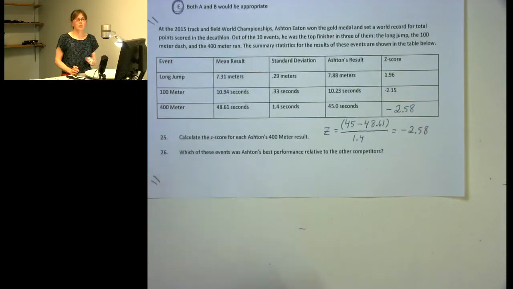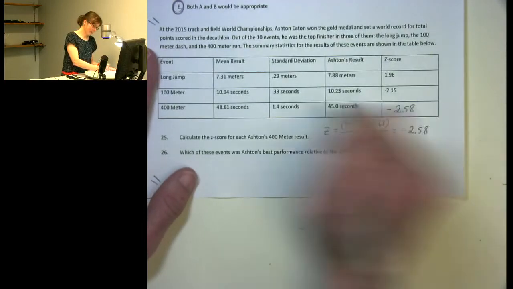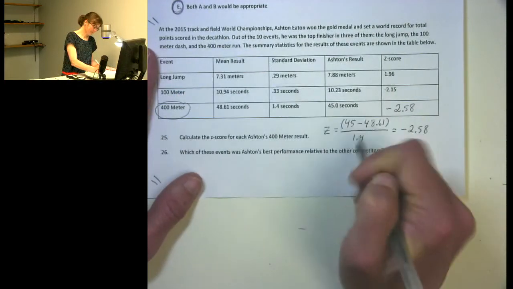So when we're looking to see which one of these was his best performance relative to other competitors, it's the one where he was the most standard deviations away from average. And in that case, this was the 400-meter.